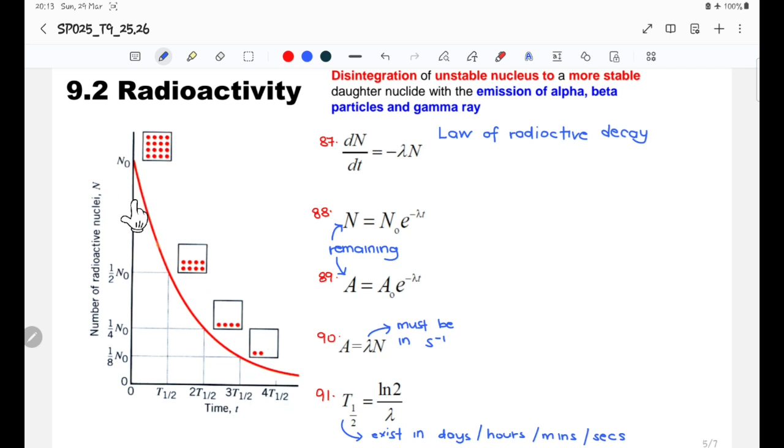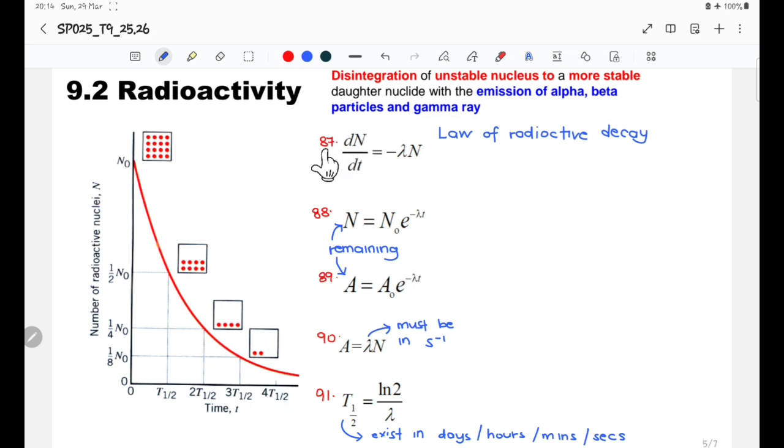Okay, so here we have a graph of nuclei sample that undergoes radioactivity decay. Because it is decaying, that's why the graph is decreasing. So the equations involved for the subtopic is from equation 87 until the last equation 91. In this video I will only be focusing on the usage of the equations.